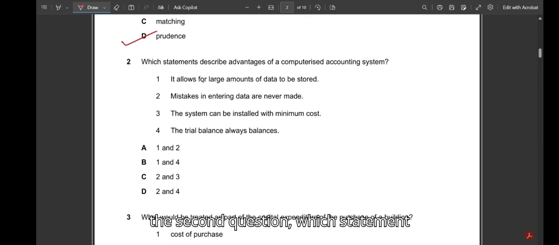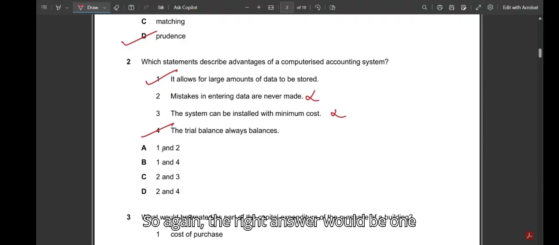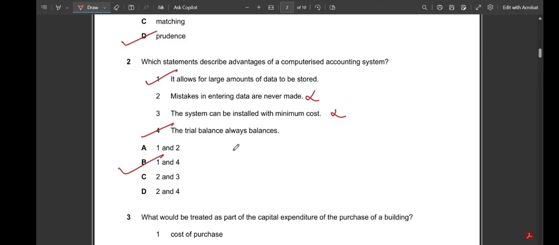Moving ahead with the second question: which statement describes the advantages of a computerized accounting system? Very easy question. It allows for a large amount of data to be stored. Yes, this is one of the advantages. Mistakes in entering data are never made. No, you cannot assure or guarantee that. The system can be installed with minimum cost. No, again, this is not true. The trial balance always balances. Yes, because if you are working through a computerized accounting system, there are fewer chances that the trial balance will not balance. So the right answer would be 1 and 4. So B is the correct option.